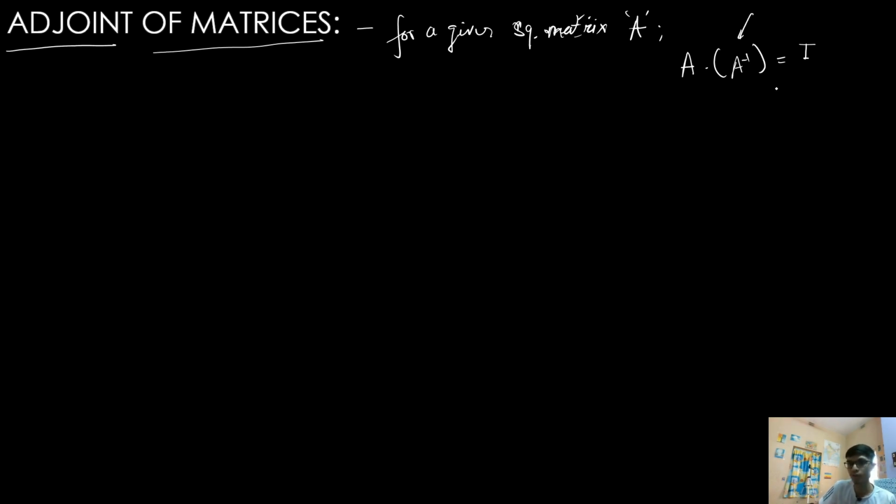Now for developing this concept of inverse, we actually need some operator to find the value of the inverse, and such a thing that we develop is known as the adjoint of a matrix. So we are going to see what is adjoint and what does adjoint imply. Okay, so let us see.